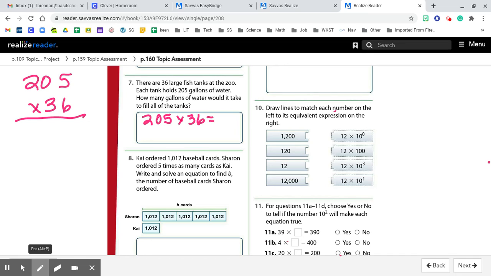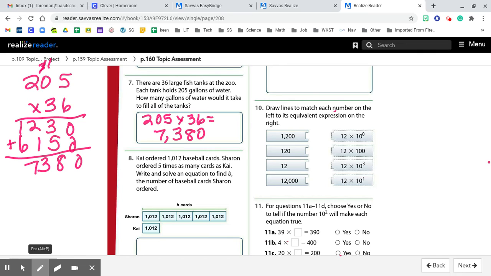Use the distributive property. 6 times 5 is 30. Carry the 3. 6 times 0 is 0, plus 3 is 3. 6 times 2 is 12. That's your first partial product. Then 30 times 5. 3 times 5 is 15. Carry the 1. 3 times 0 is 0, plus 1. 3 times 2 is 6. And hopefully we can just add the answer in there. 7,380 gallons.